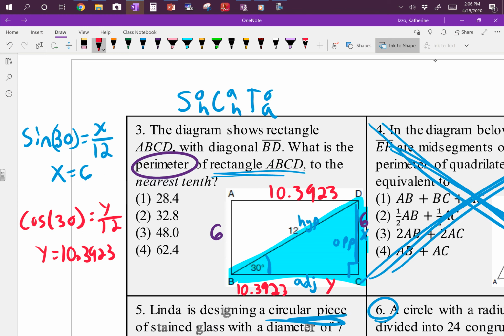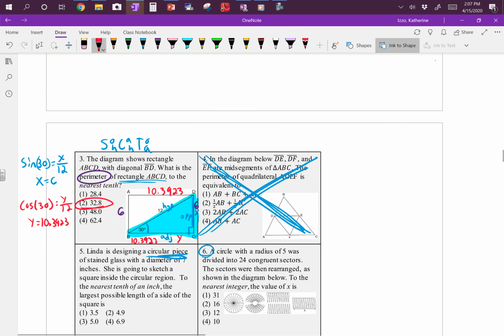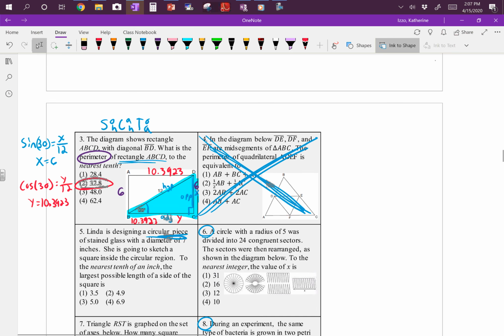All right. And then we add up all of our sides, and we should get our 32.8. I told you 4 was useless and annoying, and I don't like it. It's not useless, but it is annoying and I don't like it, so we're not doing it. Let's go to number 5.